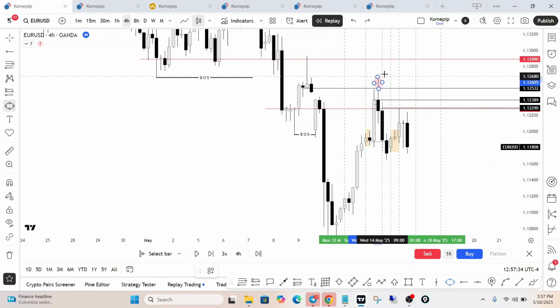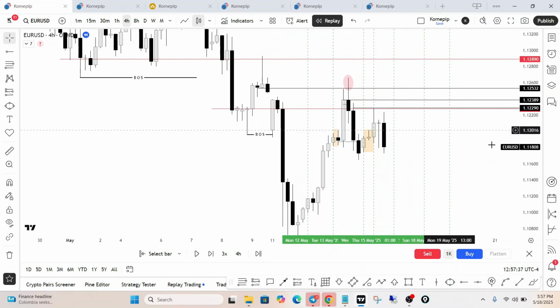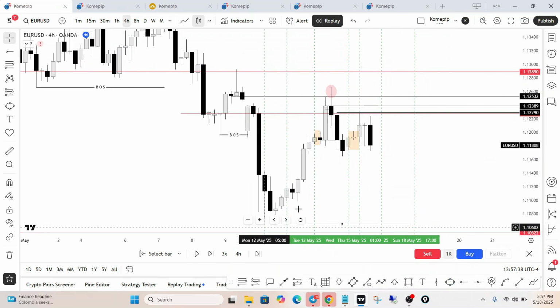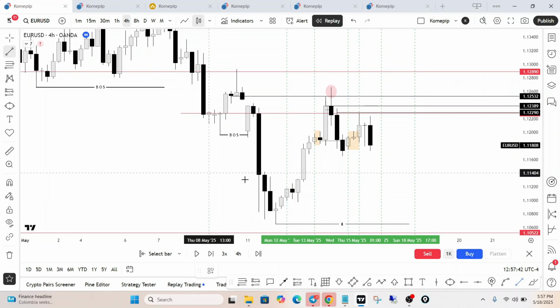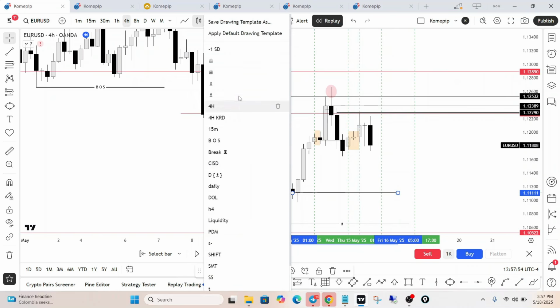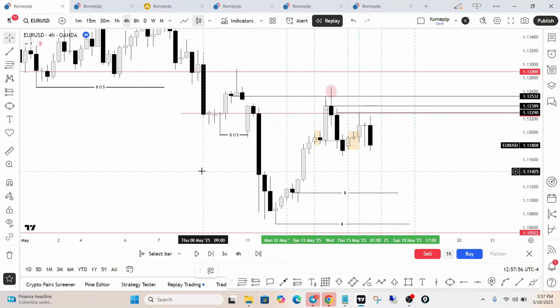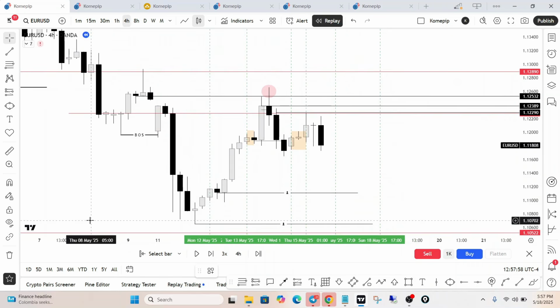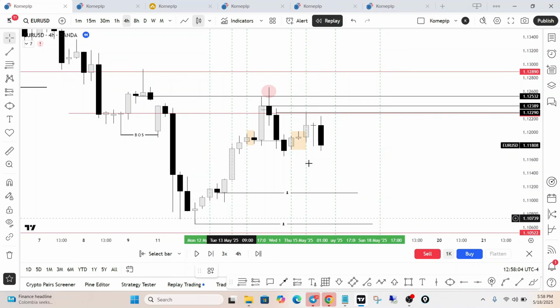We're not expecting price to violate this anytime soon, unless we have a strong reaction, and that reaction has to come probably from the daily time frame. But for now this is just a 4 hour zone and there's no reaction here yet, so we can say this is a draw on liquidity. All right, so what else are we looking for? We're waiting for price to react.